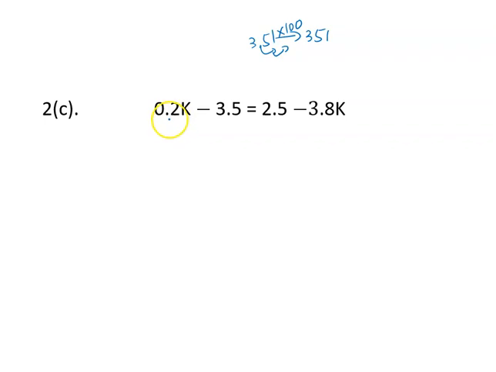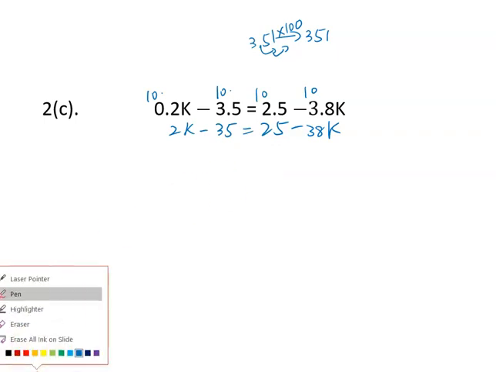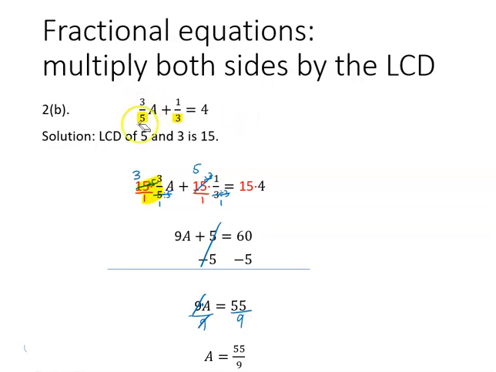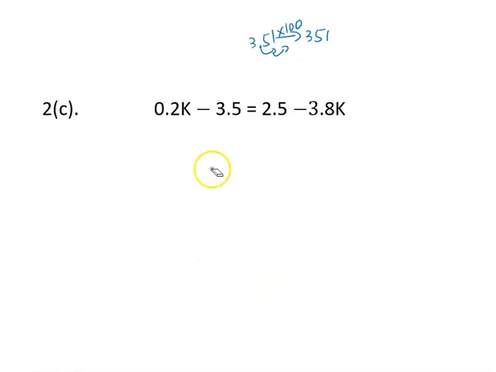But in this case, since we only have one decimal place, you can multiply by 10 and 10 and 10 and 10. It's going to turn this equation into 2k minus 35 equals 25 minus 38k. And then you will solve it from there. But if you don't mind the operations of decimals, then you don't have to do these. In the previous example, I did convert, get rid of all the fractions, because fraction operations are harder than decimal operations.